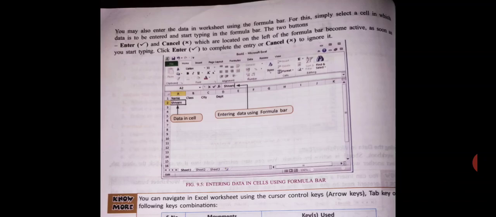You may also enter the data in worksheet using the formula bar. You can give a formula. Enter and cancel are located on the left of the formula bar, and become active as soon as you start typing. Click enter to complete the entry or cancel to ignore it, okay.